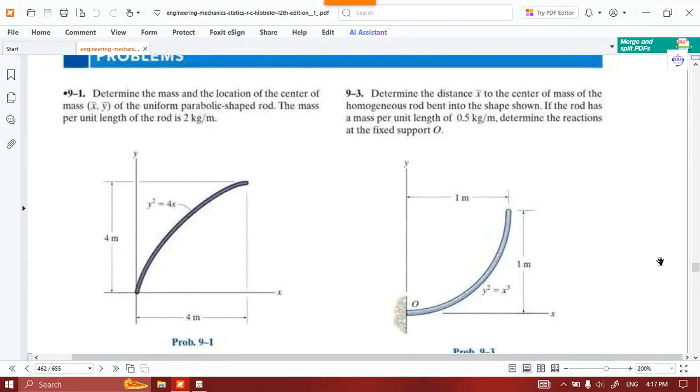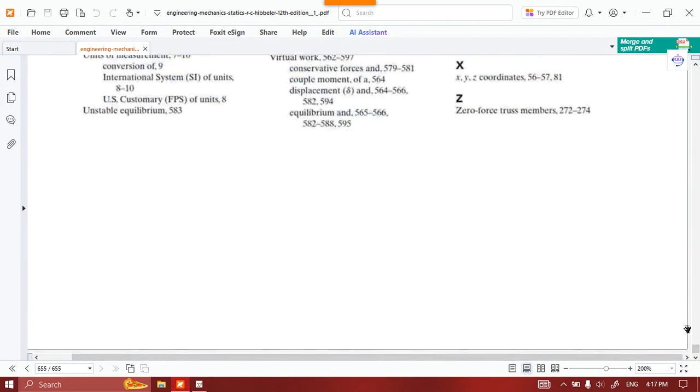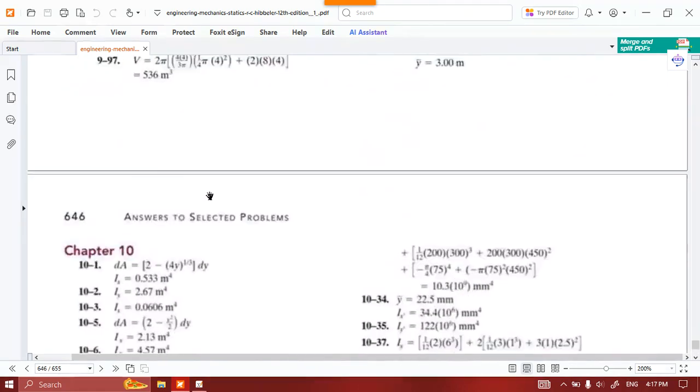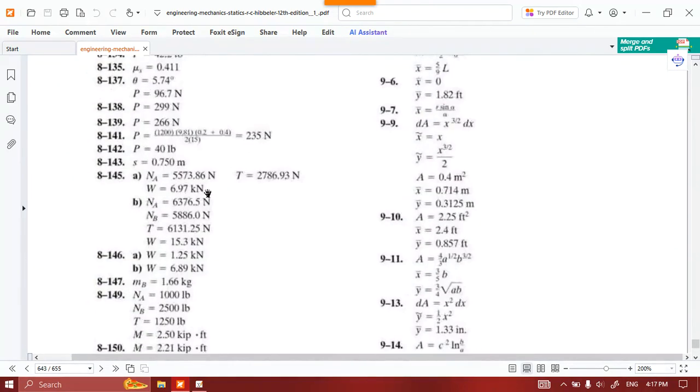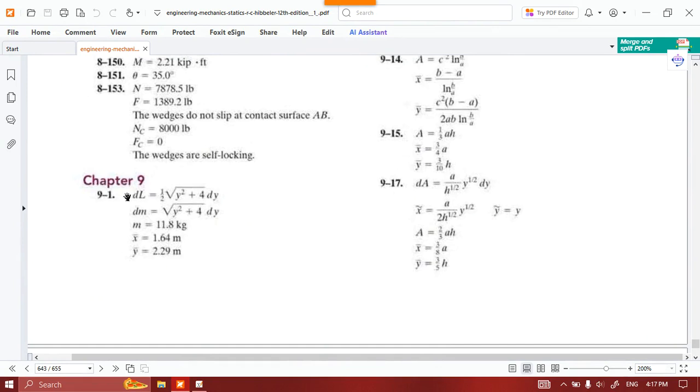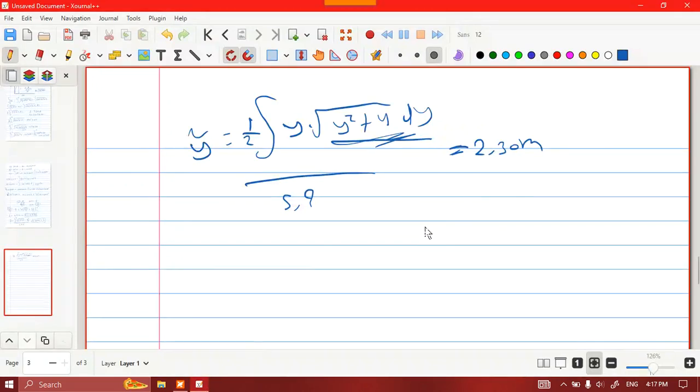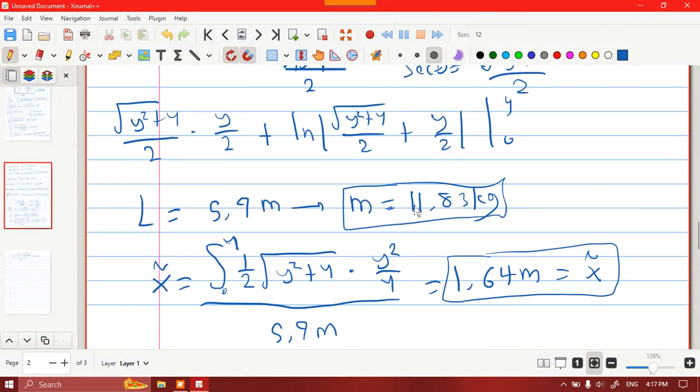Question 9.1. Yes, this question: the mass is equal to 11.8, x bar 1.64, and y bar 2.29, which is 2.3. x bar 1.64, and the mass is 11.83. And this is the answer.